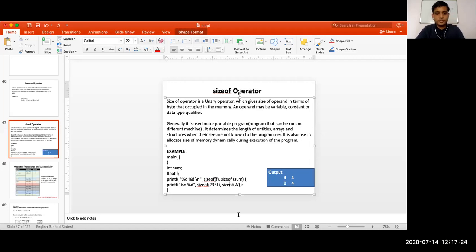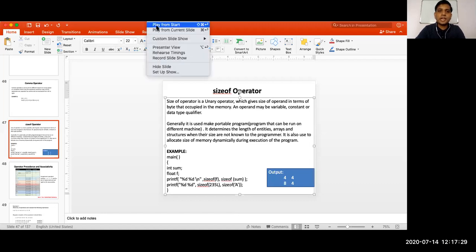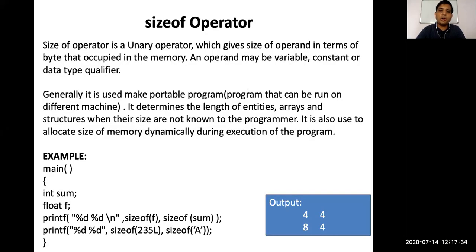Okay, sizeof operator. The sizeof operator gives the size of any variable or data type. Here int sum is there and float f is there. If you want to print the size of f, which is a float variable, we know the size of float is 4 bytes, so sizeof f will be 4 bytes here, and the size of sum will be 4 bytes if it is a 32-bit compiler.